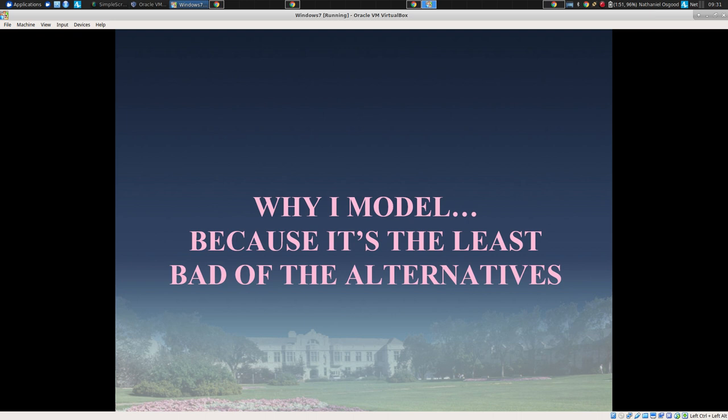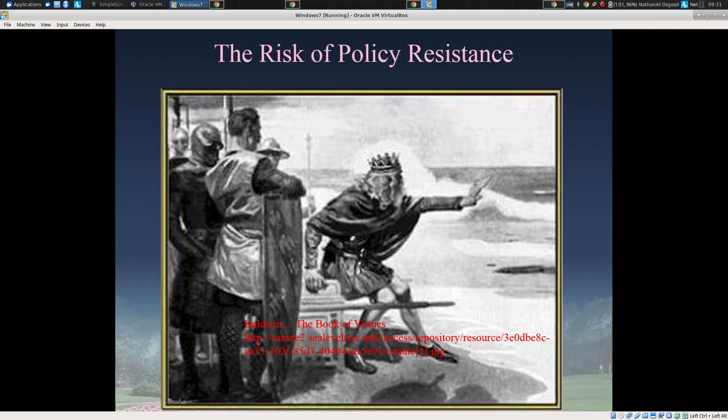And per my comments, modeling is the least bad. Winston Churchill once said about democracy, democracy is the worst form of government except for everything else. And I think modeling is the worst type of way to plan except for everything else. I count myself as a skeptical modeler, but it's the least bad of the alternatives that I know. And it's sure a lot better than fighting the tide and banging your head against brick walls.